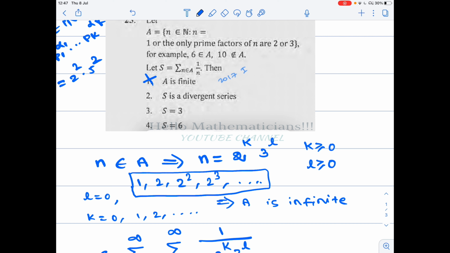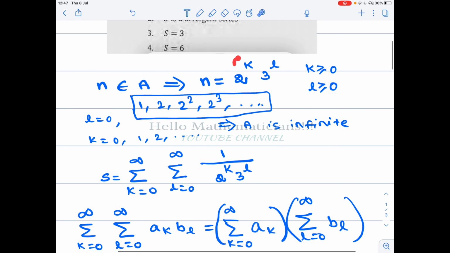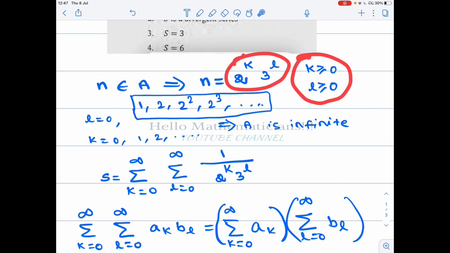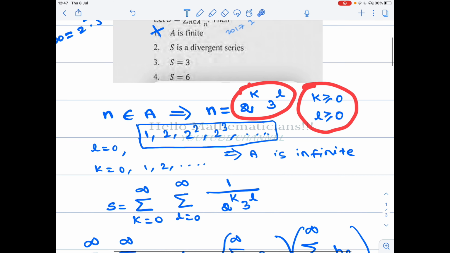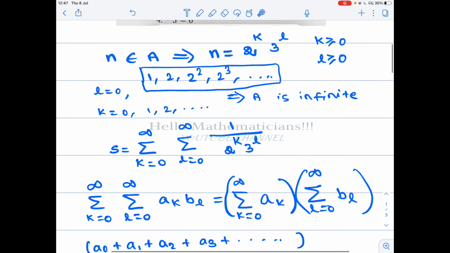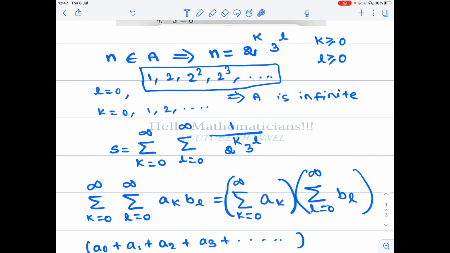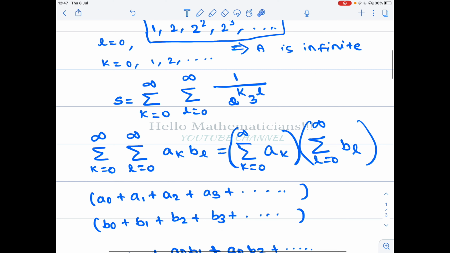Now let's calculate this sum and see whether it is a divergent or convergent series. We saw that every element of A is of the form 2 power k 3 power l, where k and l are greater than or equal to 0. By definition, S is the sum of the reciprocals of elements of A. So we get S equal to the summation, k equal to 0 to infinity, l equal to 0 to infinity, of 1 by 2 power k 3 power l. Basically we want to calculate this summation.